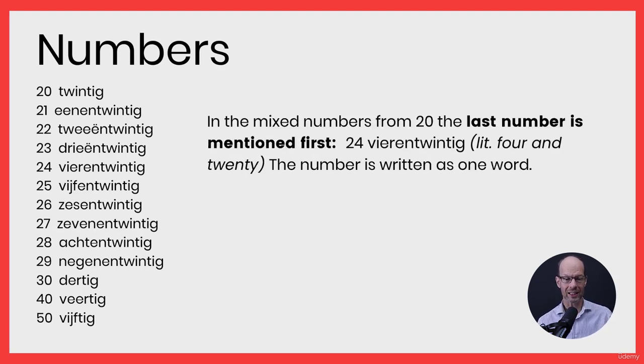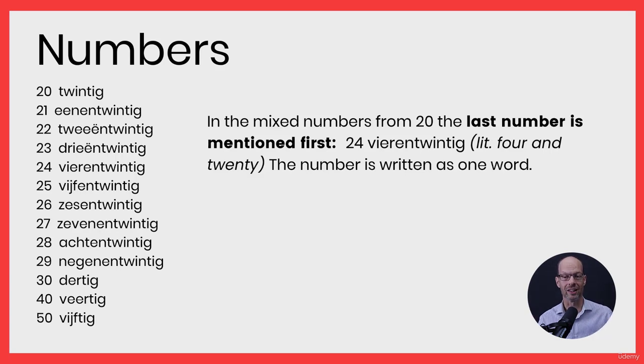So in the mixed numbers from 20, the last number is mentioned first. You saw that already, right? For example, if we look at 24, in English we say 24, but in Dutch we do it differently. We say 4 and 20.